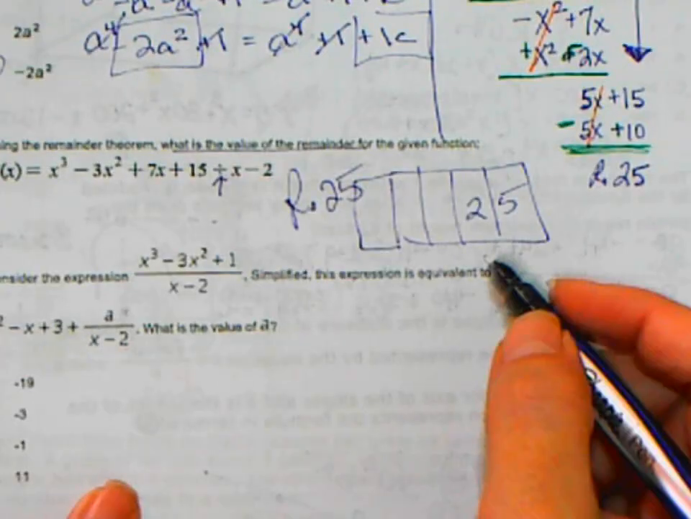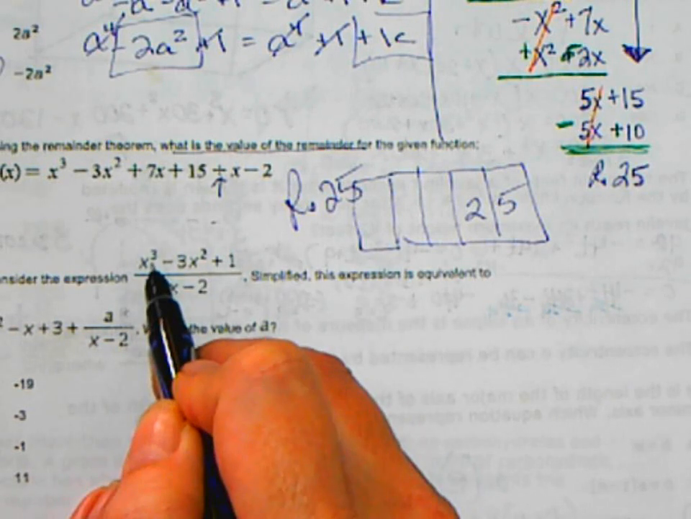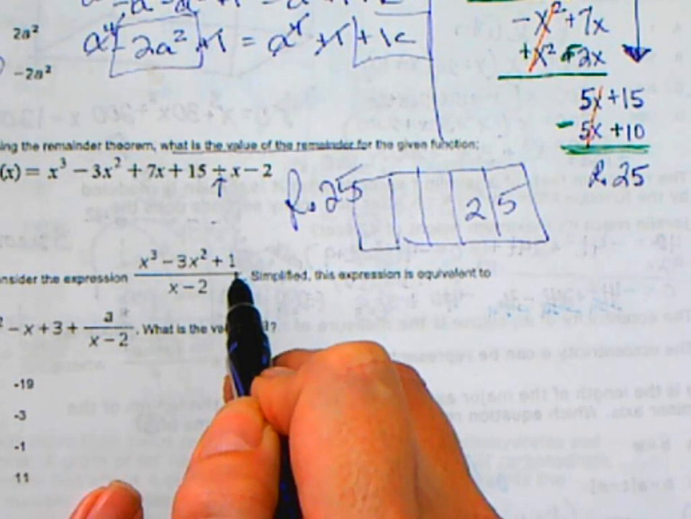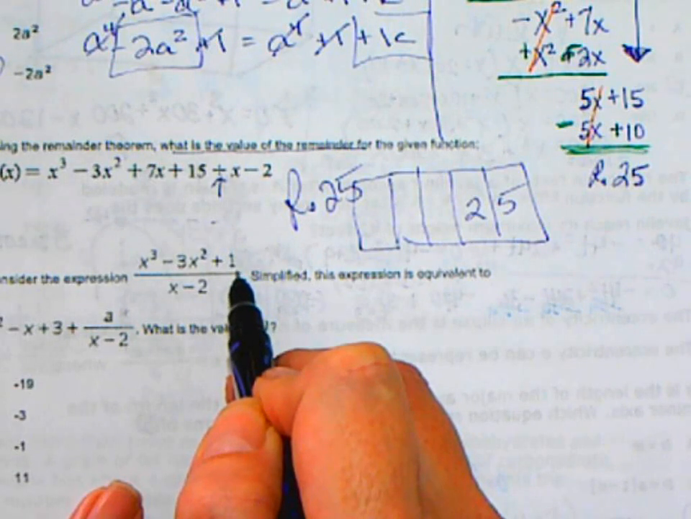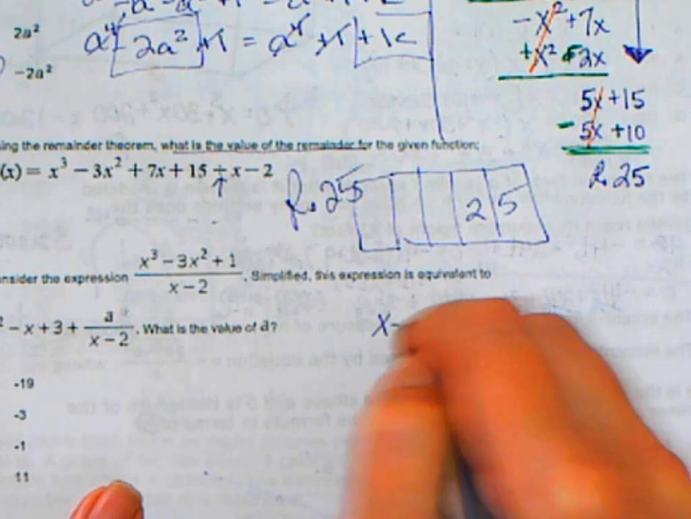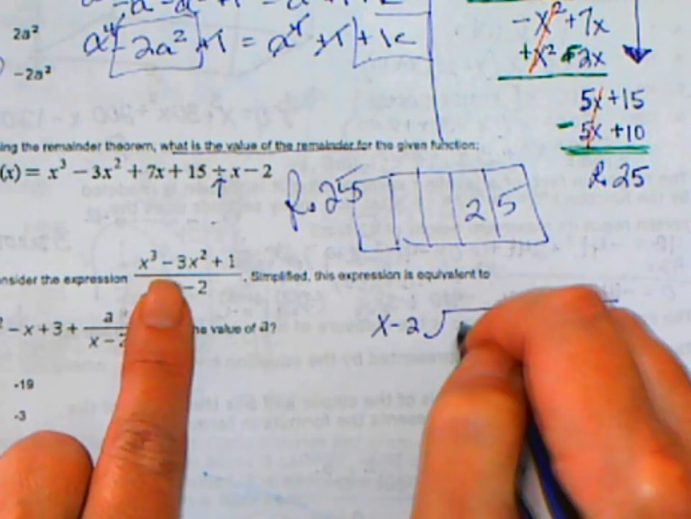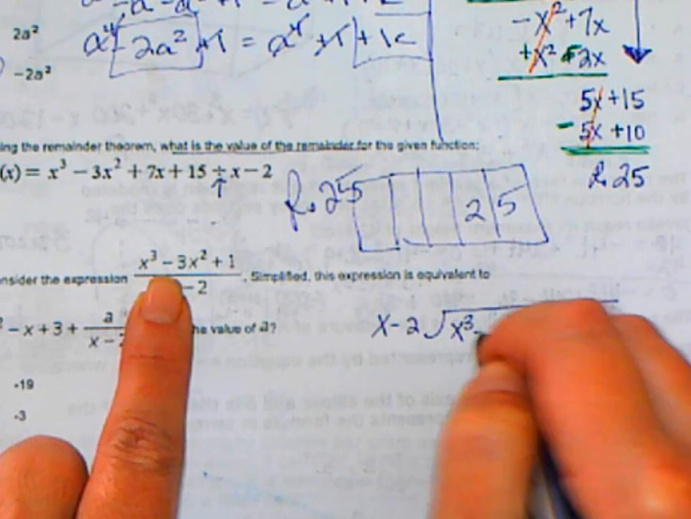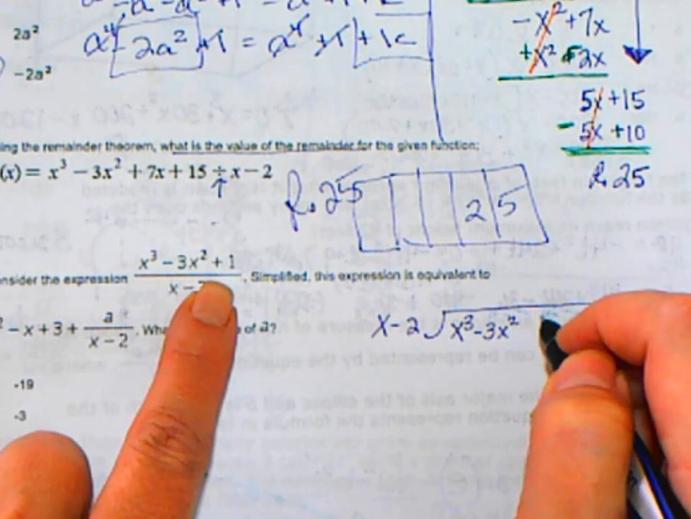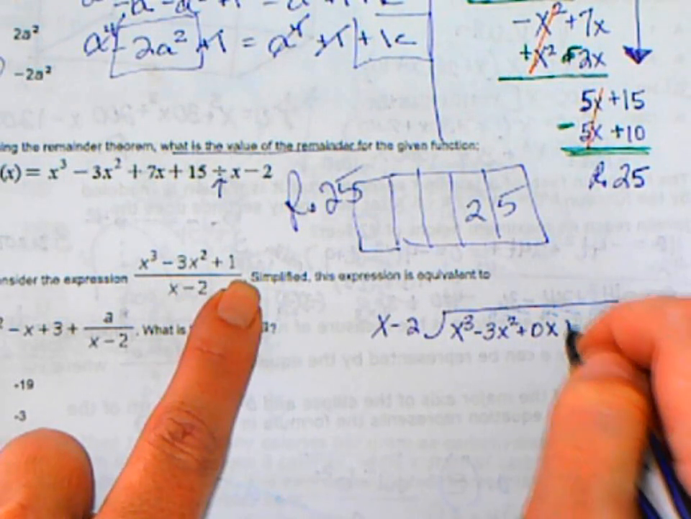So again, I'm going to divide. Before I do, I can see that my numerator is missing a term, because I've got 3 degrees, 2 degrees, 0 degrees. So I'm missing that linear term, so I'm going to have to make sure to put in a placeholder, okay? Don't forget to do that. So x minus 2 divided by x cubed minus 3x squared, plus 0x as my placeholder for the linear term, and then a constant of plus 1.